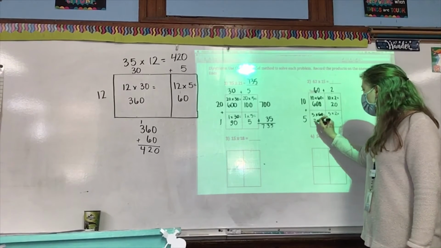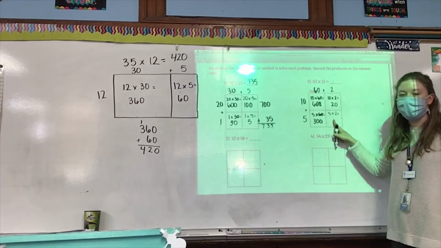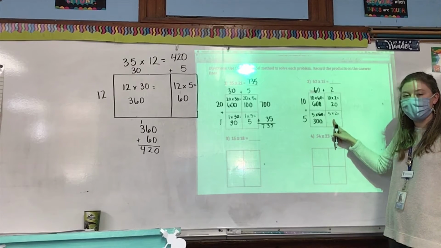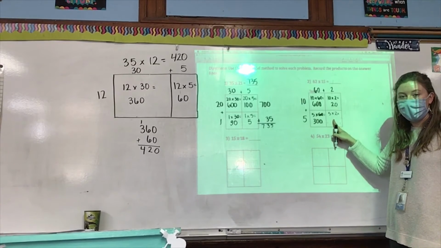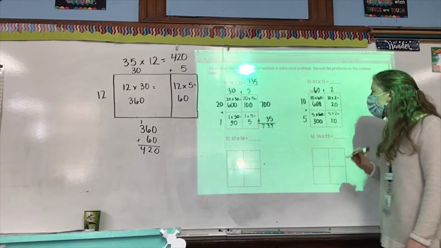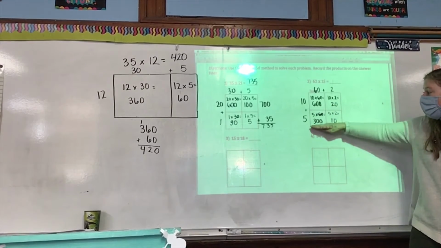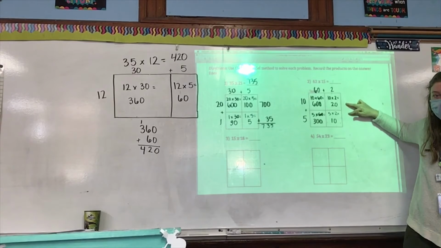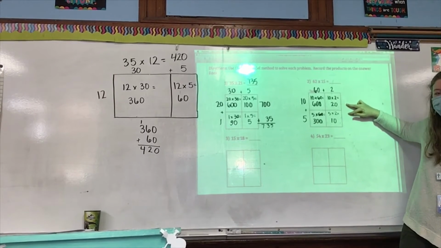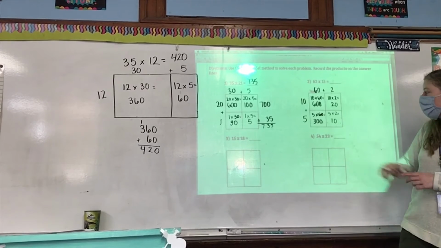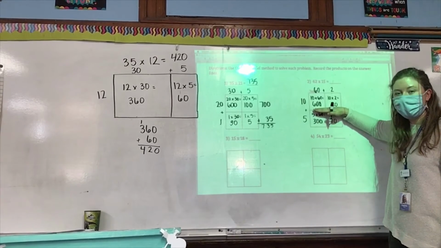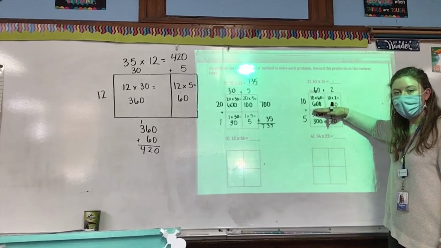300. Using basic facts, 5 times 2 is what? 10. Now we just need to add. Like Carla said, it's a little easier to just add across so that you end up with 2 numbers in the end, 2 partial products in the end instead of 4. So 600 plus 20 is what, Smith? 620.